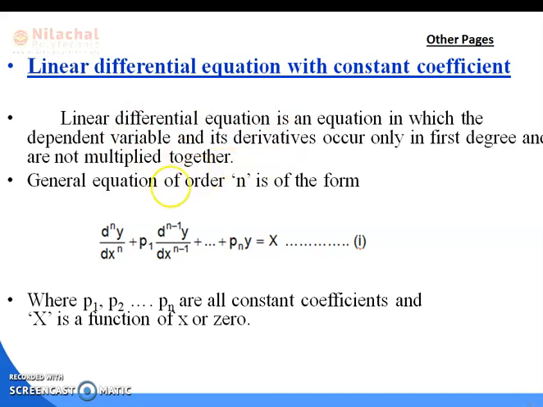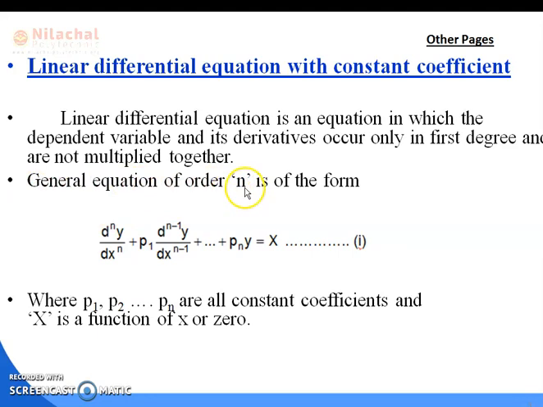Then the general equation of order n. If in your equation only dy by dx is present, you say that is first order. If a second order derivative is present, meaning d square y by dx square, you say that equation is of second order. If the higher d cube y by dx cube is present, you say that equation is of third order. So we are taking it in general.